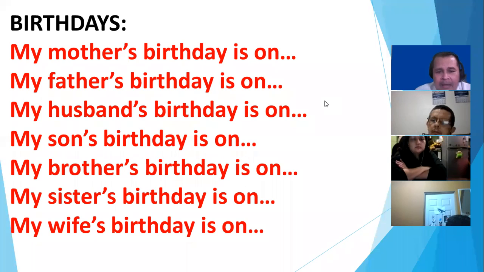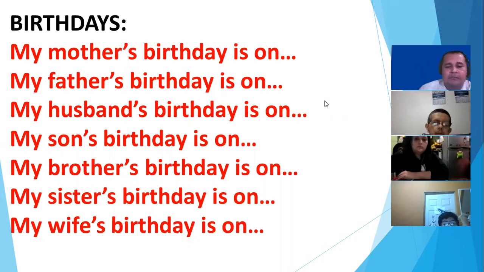Let's see. Katia Monterrosa. Okay, Katia, tell us about four family members' birthday, please. Okay, my mother's birthday is on September 27th. And my father's birthday is on August 20th. My sister's birthday is on November 16th. My other sister's birthday is on March 21st. March 21st. Okay, fantastic. Thank you for your participation.